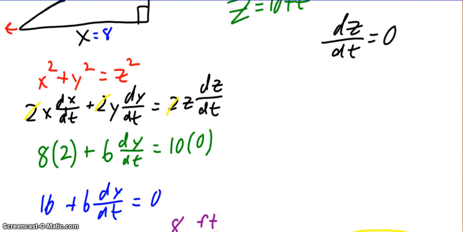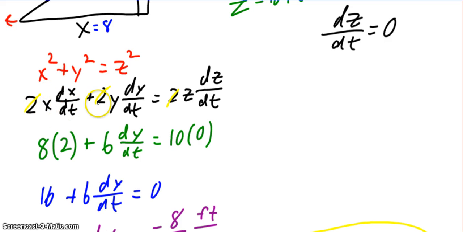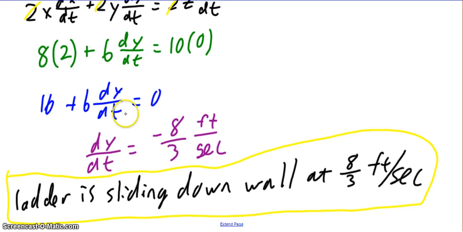Now I can take the derivative of this, and I get 2x dx/dt plus 2y dy/dt equals 2z dz/dt. Since everything has a factor of 2, I can just divide by 2. So I got rid of the 2's. Now x is 8 and dx/dt is 2. Y is 6. I don't know dy/dt. Z is 10 and dz/dt is 0. So now I simplify and solve for dy/dt, and I get dy/dt is negative 8/3 feet per second. The negative is because it's going down the wall.